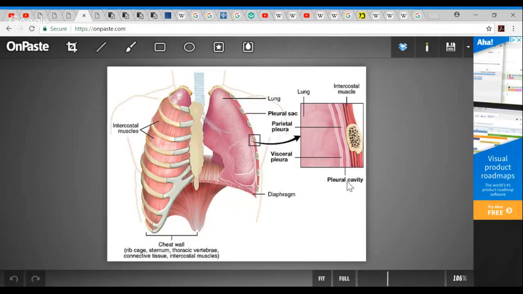We have these two membranes, and in between them the pleural cavity, which contains pleural fluid, which is useful in allowing us to breathe and allowing the various lobes of the lung to move back and forth. The fluid allows it to do so.